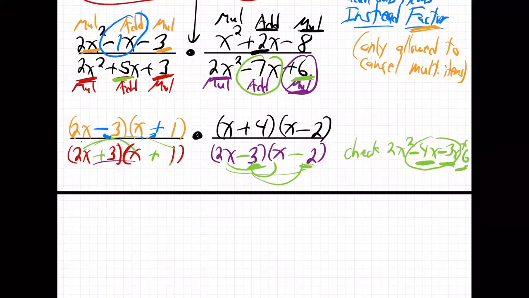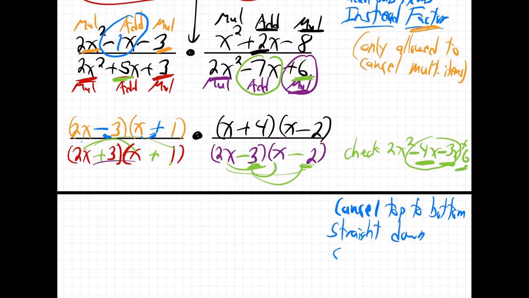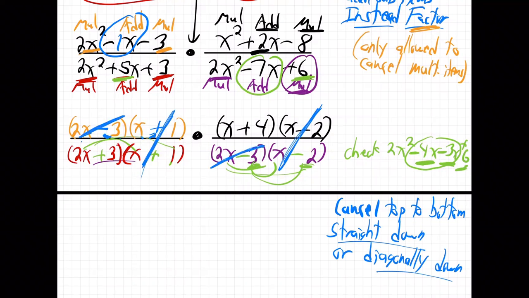Okay, now let's cancel whatever matches. You write that. Cancel. Top to bottom, straight down or diagonally down. Straight down or diagonally down, doesn't matter. All right, so like I can cancel these 2 straight down, these 2 straight down, this 2x minus 3 and this 2x minus 3 diagonally.